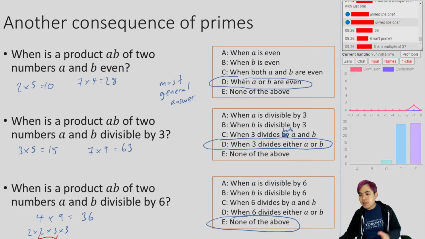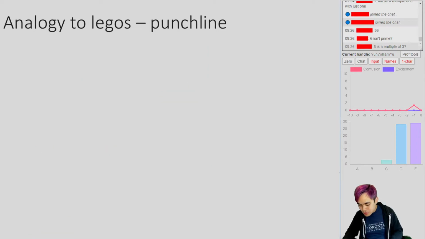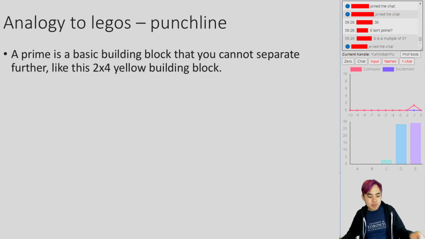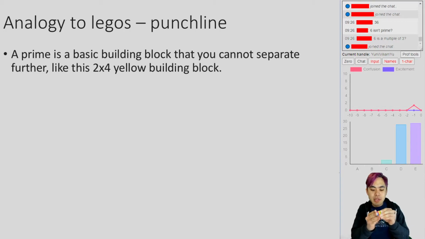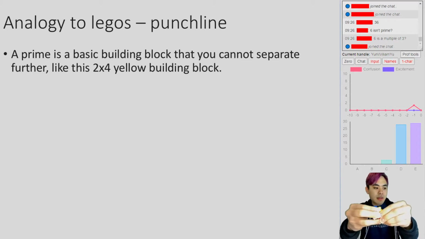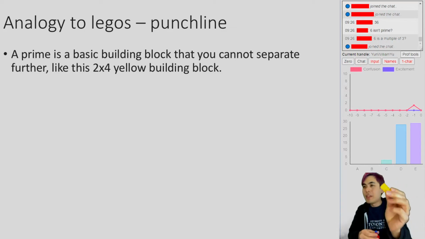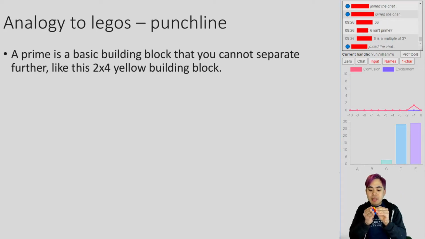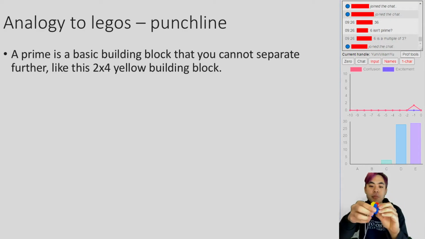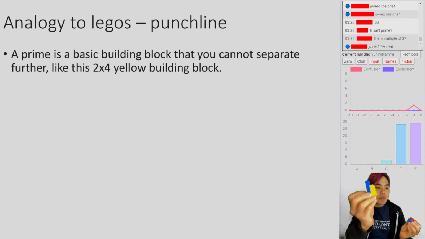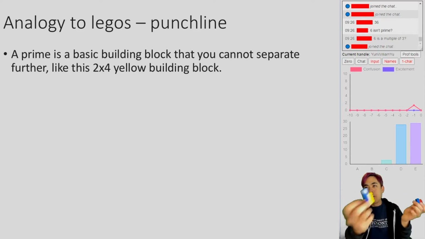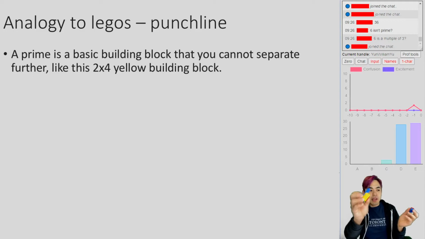And so we can give an analogy to Legos here. Let me go ahead and switch over to my next slide. So a prime is a basic building block you can't separate, like this yellow piece here. This yellow piece that I'm holding up to the camera, you can't separate it. And so no matter what you do, if you put that yellow piece in the structure, whenever you break that structure up, one of the sides of the structure has to have the yellow piece, because it's a basic building block.